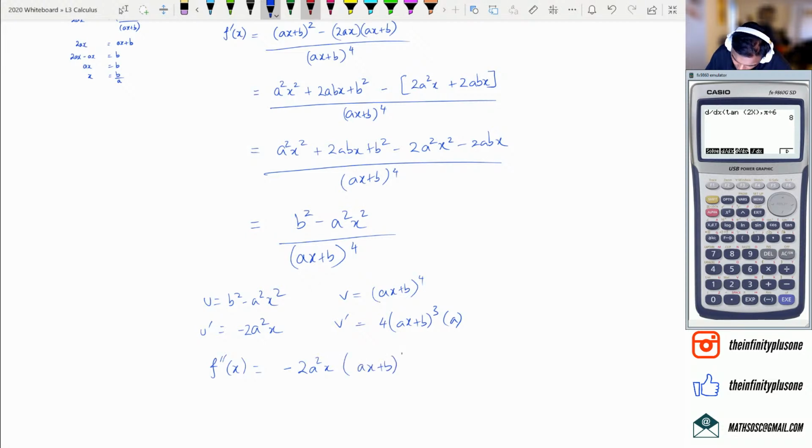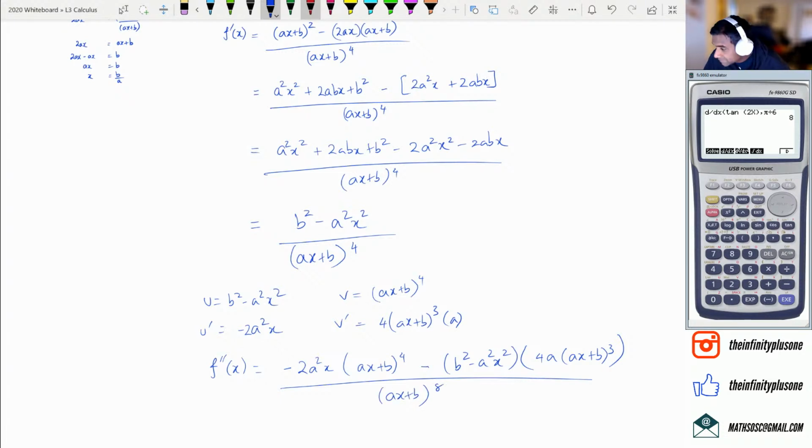(ax + b) to the power of 4 minus (b squared minus a squared x) squared times 4a (ax + b) to the power of 3, and that whole thing is now divided by (ax + b) to the power of 8. Yeah, it is a lot of working actually.